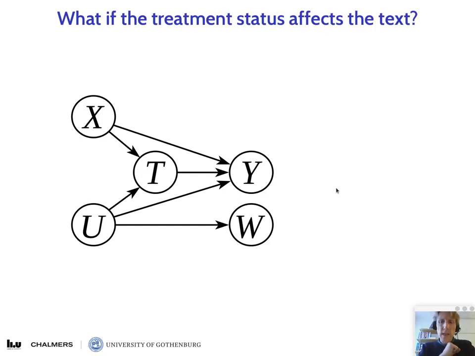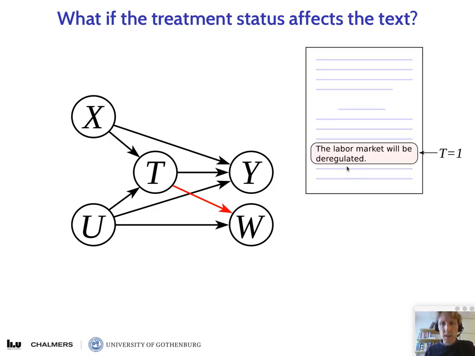Obviously the properties of the text are going to be very important. And in this paper we are interested in the problem when the treatment variable affects the text itself. This could, for instance, mean that the treatment is directly mentioned. So why does this matter? Well, in this case, if the treatment affects the text, then, as we say, the text is a post-treatment variable.